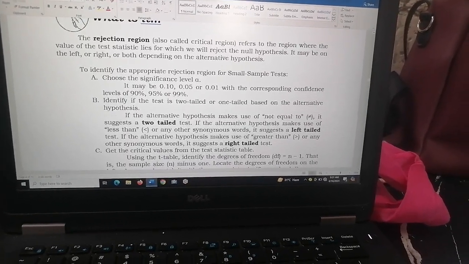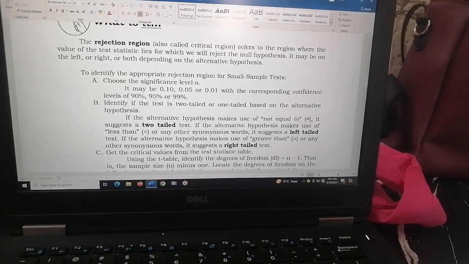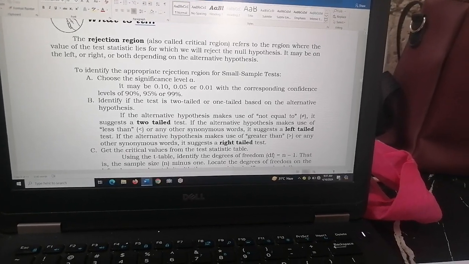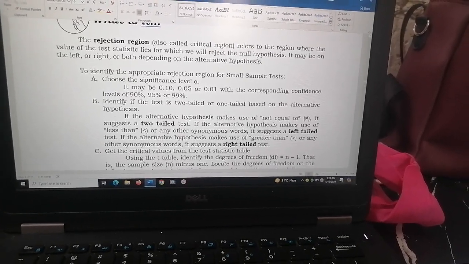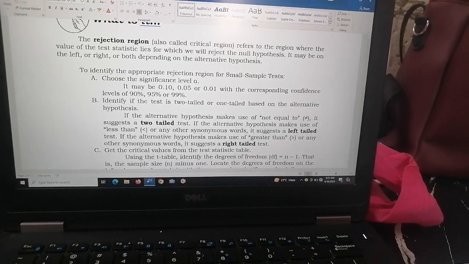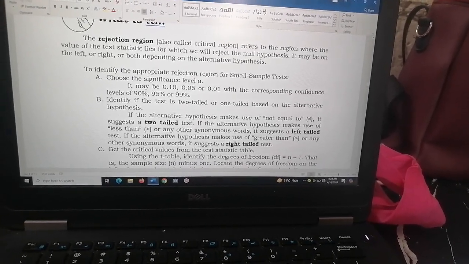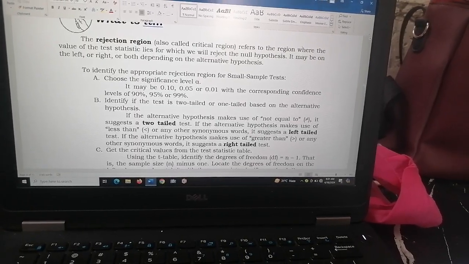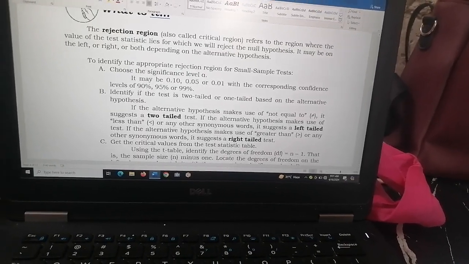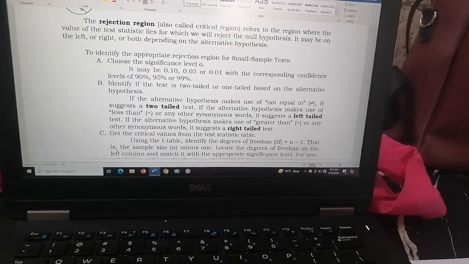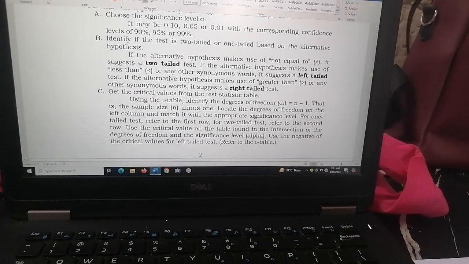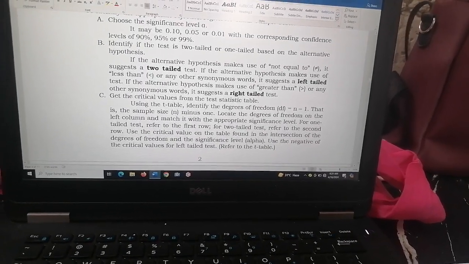So, if the alternative hypothesis makes use of not equal to, it suggests a two-tailed test. If the alternative hypothesis makes use of less than, or any synonymous words, it suggests a left-tailed test. If it makes use of greater than, that is a right-tailed test. So, letter C, get the critical values from the test statistic table.